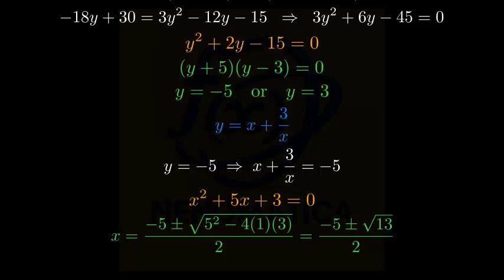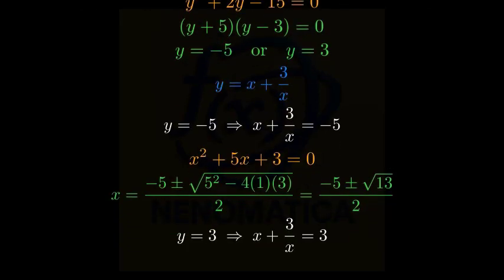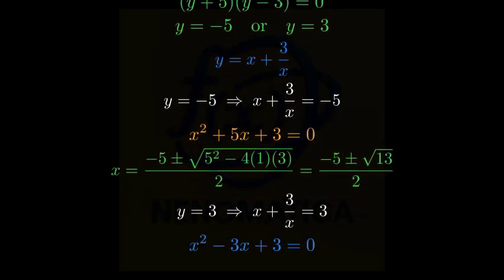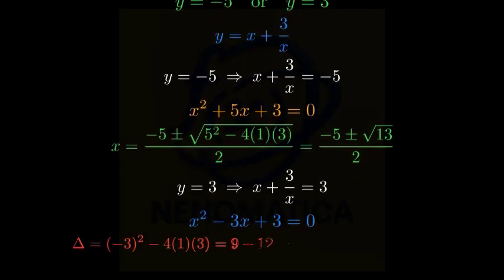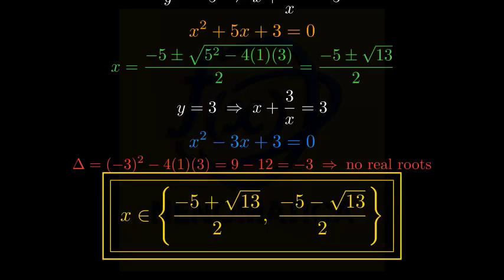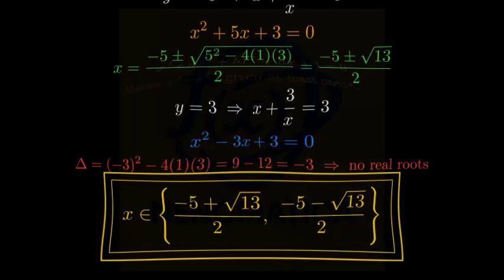Case 2, y equals 3. That leads to x plus 3 over x equals 3. Multiplying by x gives x squared minus 3x plus 3 equals 0. The discriminant is 9 minus 12, which is negative 3, so there are no real solutions from this branch. Therefore, the real solutions are negative 5 plus the square root of 13 over 2, and negative 5 minus the square root of 13 over 2.